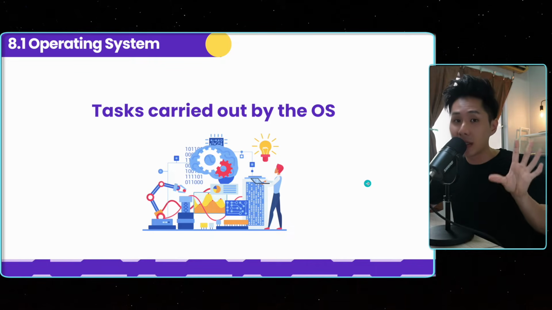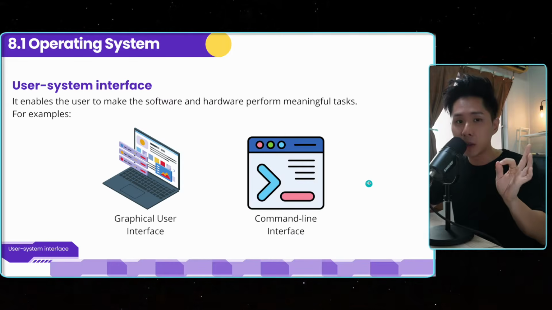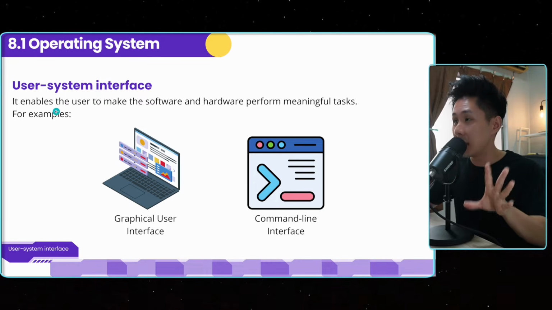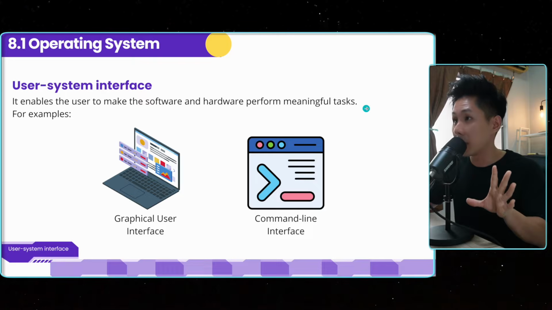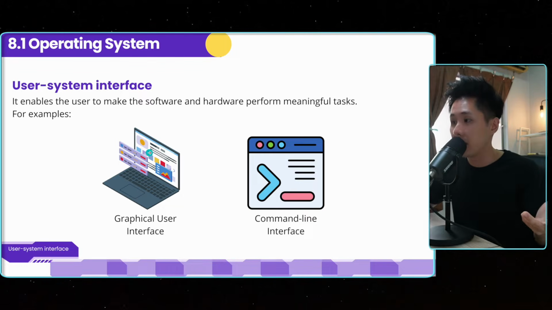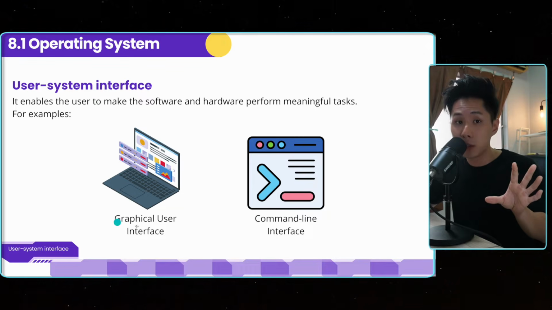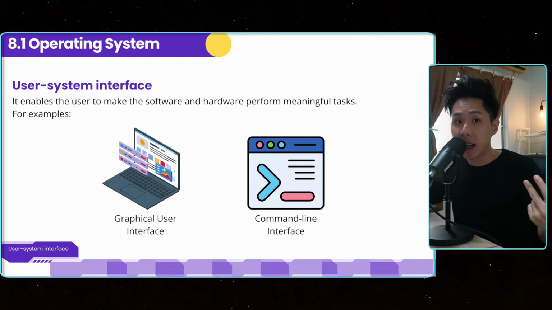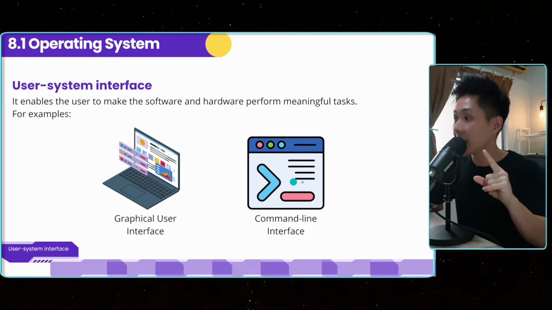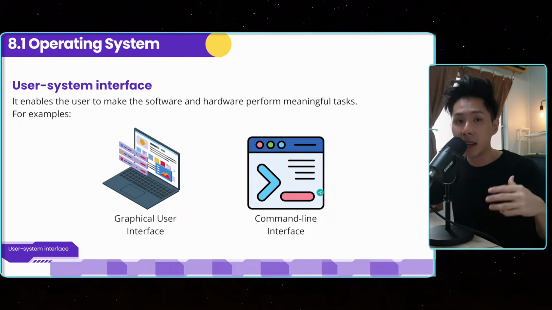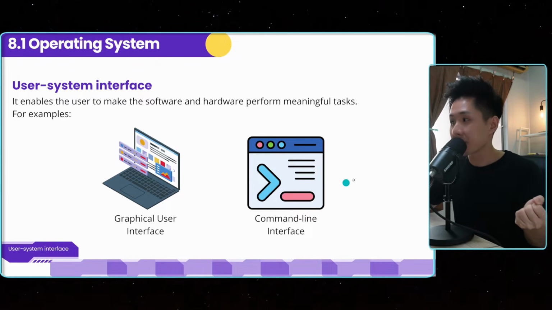So let's look into some of the tasks carried out by the OS. The first one is it provides a user system interface, which is an interface that enables the user to make the software and hardware perform meaningful tasks. Think of it like an interface for us to communicate with our device. There are two types of user interface in your syllabus. The first one is graphical user interface, in which you interact with the computer using graphics by pressing icons on your desktop, for example. The other way is called command line interface. Not a lot of people have used this, but programmers will use this very often to communicate with the device.